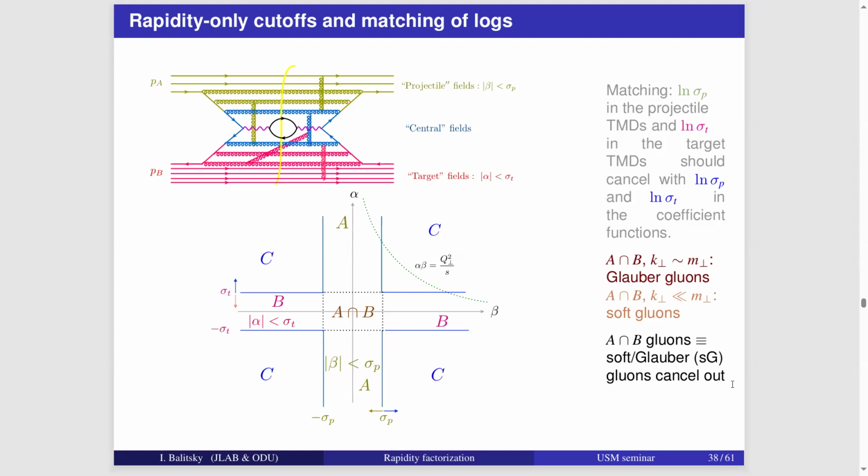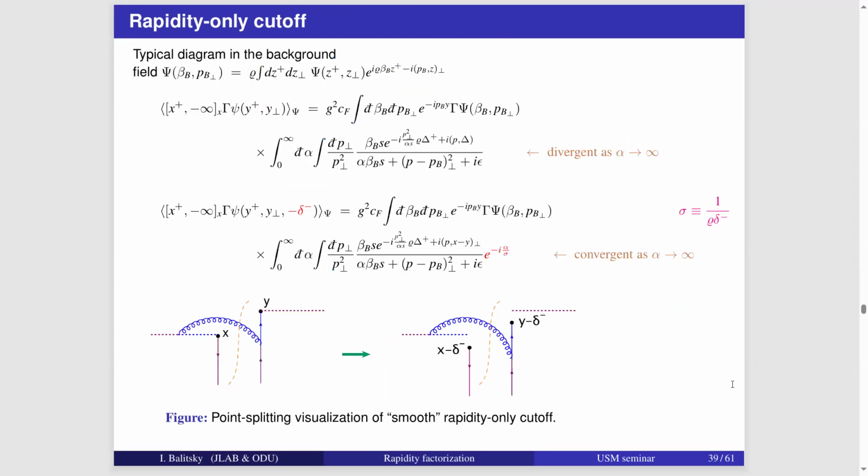And there are two types of gluons here, soft or Glauber gluons. It is demonstrated in papers by John Collins that Glauber gluons cancel out, and the cancellation of soft gluons I calculated and showed in my paper. So, to speed up, one important thing, unfortunately, before speeding up: the difference between the rapidity-only cutoff and the cutoff used in CSS factorization.